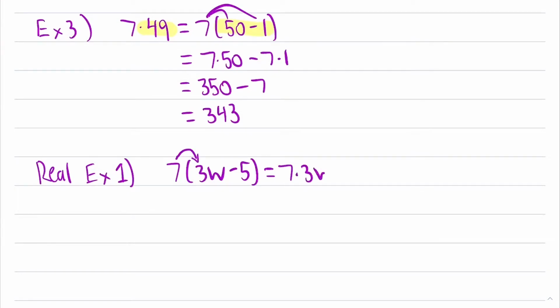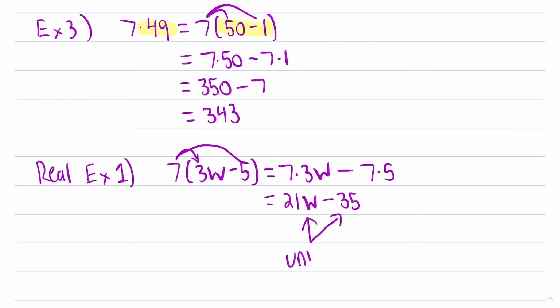7 times 3w minus 7 times 5. 7 times 3 is 21. W just sticks around hanging out. We have a minus sign. 7 times 5 is 35. And there's the final answer. We can't go any farther because these two things are unlike terms. Because one of them has a W and one of them has no W's, they cannot combine together. They have to stay separate.